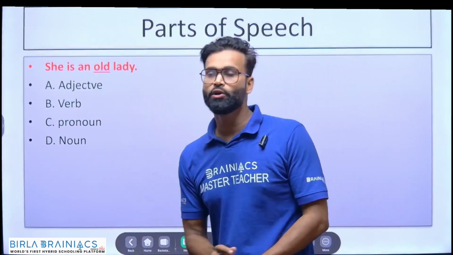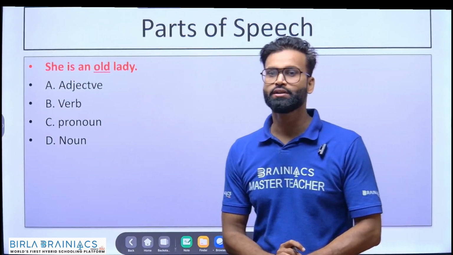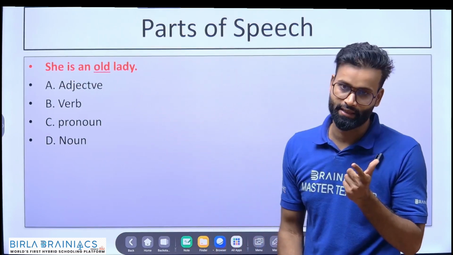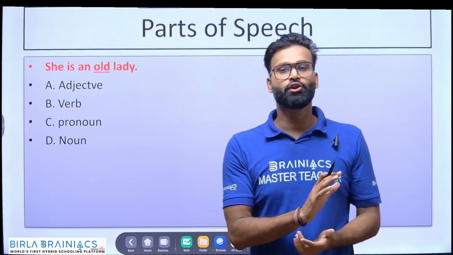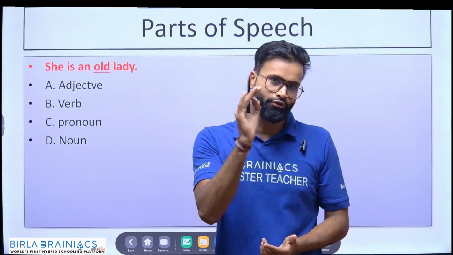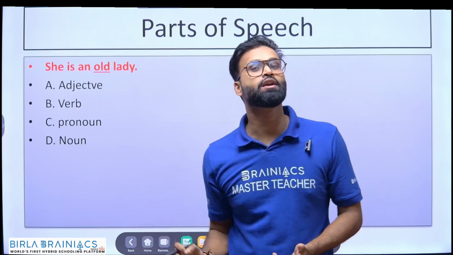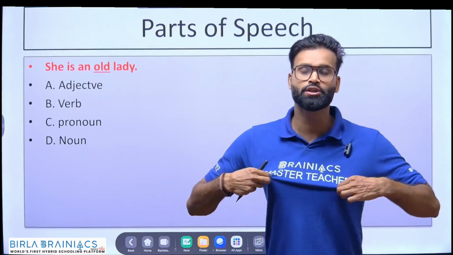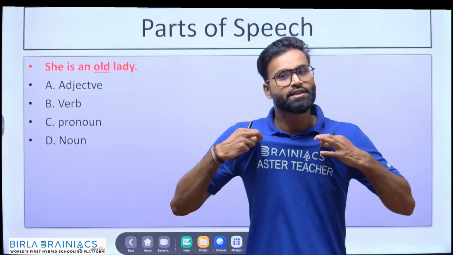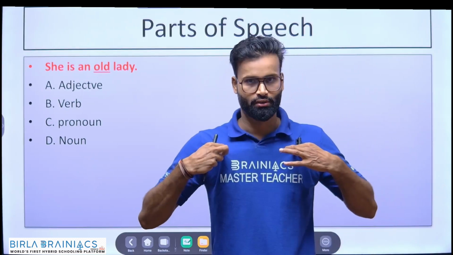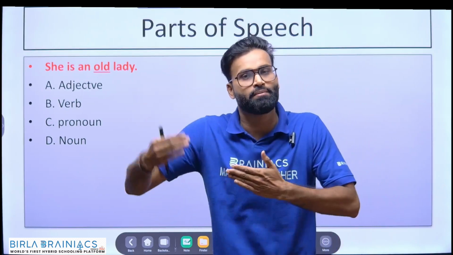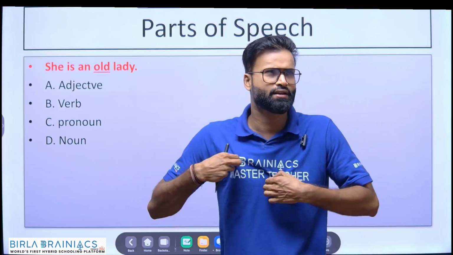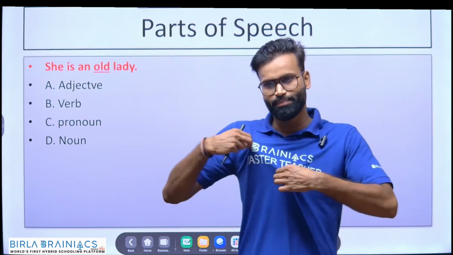She is an old lady. And the question here is asking about "old". What is "old" in this sentence? In the previous video, I told you very clearly all describing words come in the category of adjective. For example, I am wearing a blue t-shirt. T-shirt is a noun, but "blue" is describing what kind of t-shirt it is. It is blue. It is an adjective.